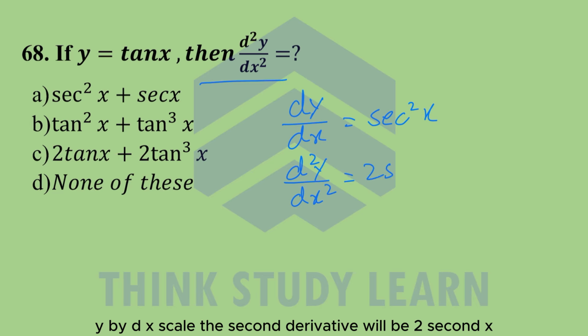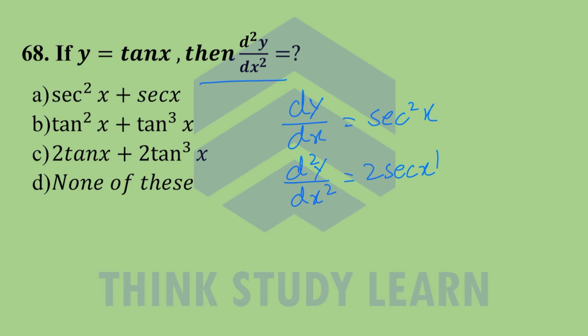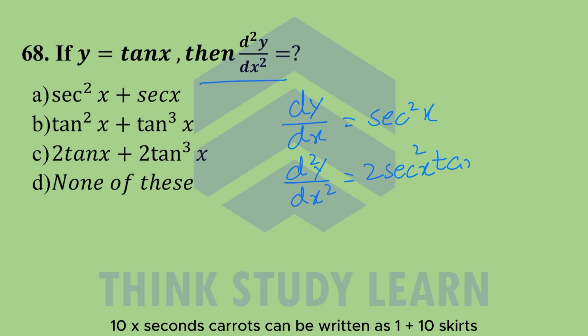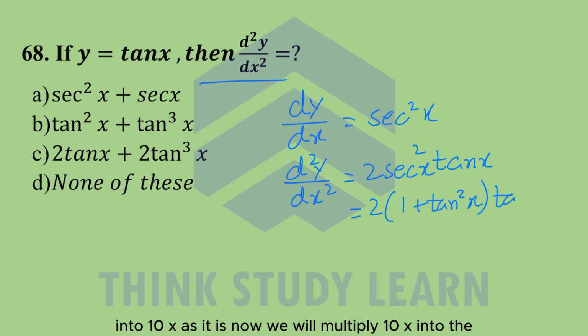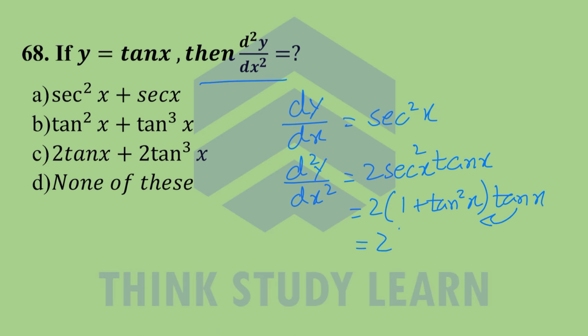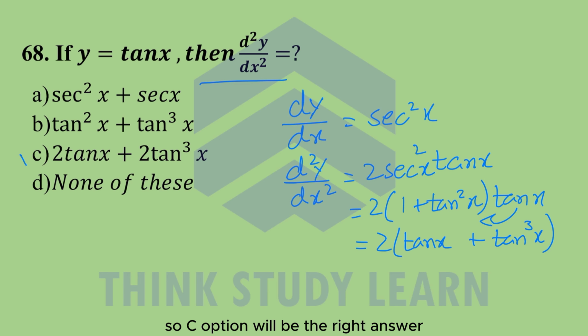The second derivative will be 2 secant x, 2 secant square x, tan x. Secant square x can be written as 1 plus tan square x into tan x as it is. Now we will multiply tan x into the tan x plus tan cube x. So C option will be the right answer.